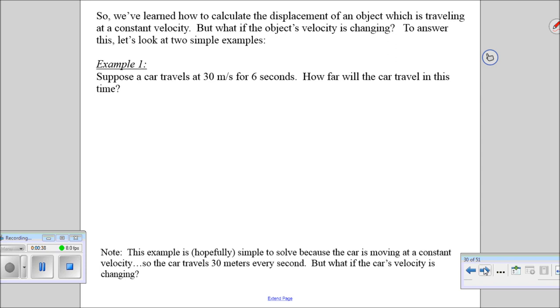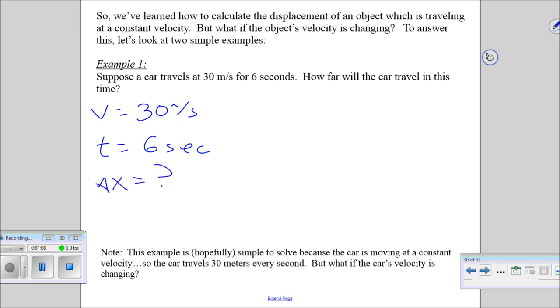So far, we've already learned how to calculate the displacement of an object that's traveling at a constant velocity. But what happens if the velocity is changing? To answer it, let's look at two simple examples. In this first example, it says suppose a car travels at 30 meters a second. As usual, let's write down what we know. 30 meters a second is a velocity of some sort. We'll decide what kind it is in a minute. For a time of 6 seconds, how far will the car travel? So we're looking for a displacement.